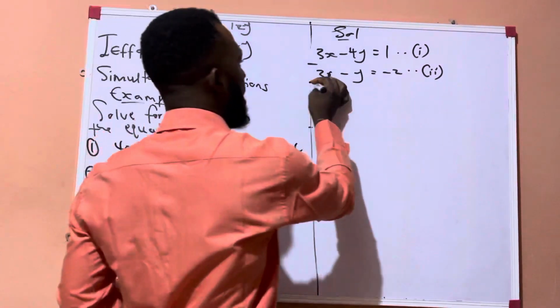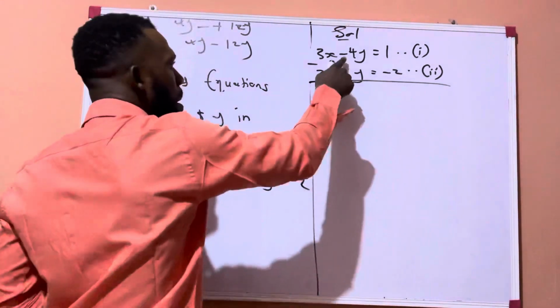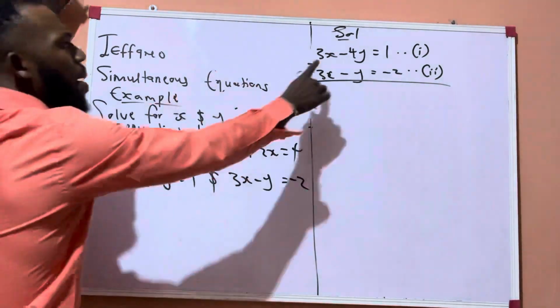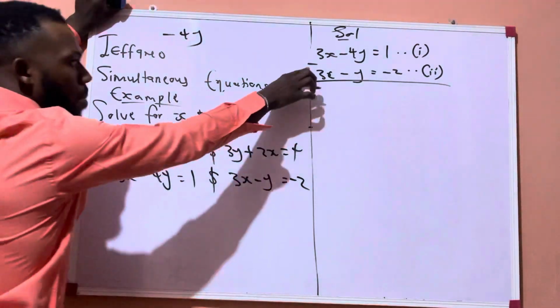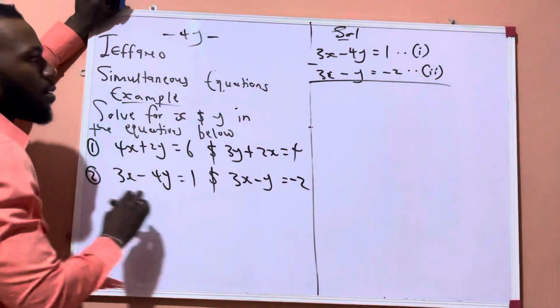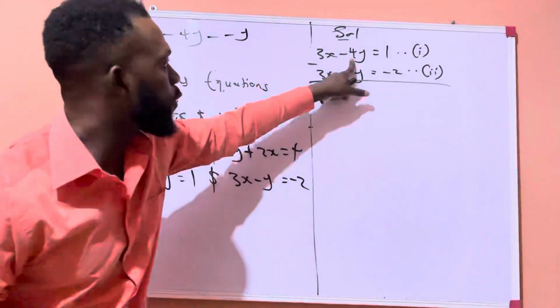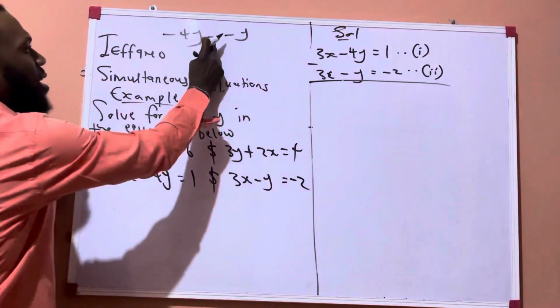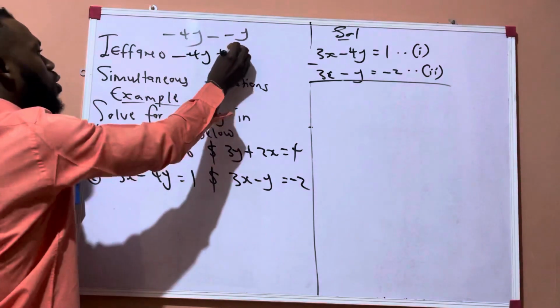So when I minus, I'm going to get this. 3x minus 3x is 0. Now I have, let me bring it out, I have minus 4y minus minus y. Minus 4y minus y. Now, minus times minus will give us plus. What do I have? Minus 4y plus y.